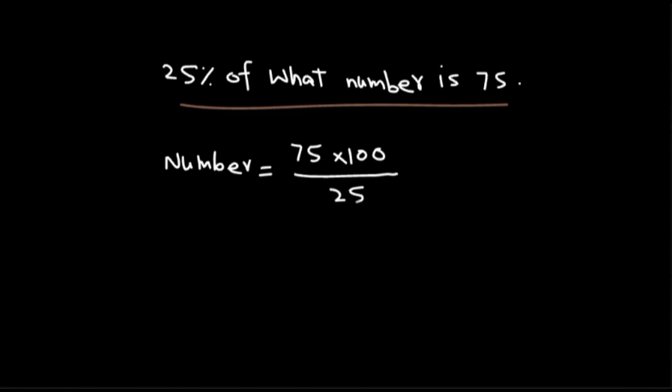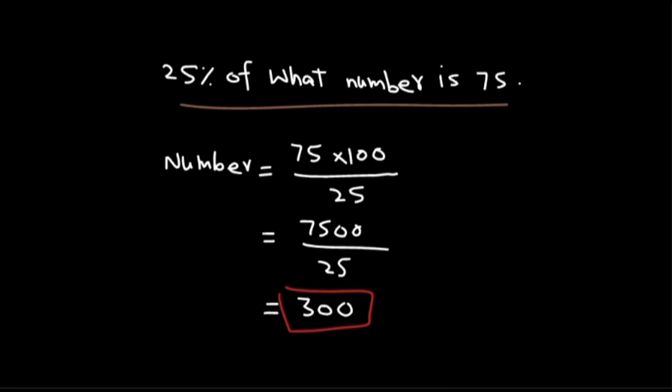So now we multiply 75 by 100. It is 7500 divided by 25. So when we divide 7500 by 25, we will get 300. So this is our answer.